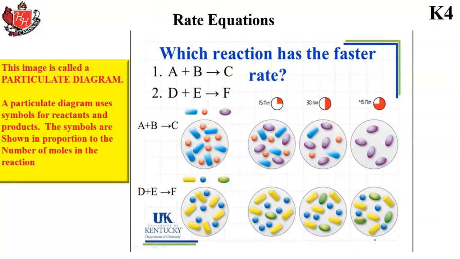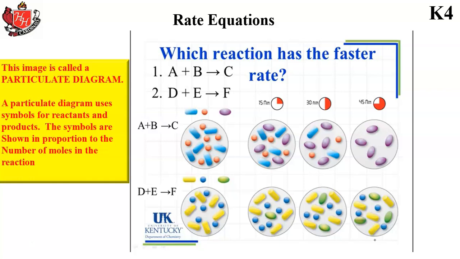So this is called a particulate diagram. It just shows a proportional representation of reactants and products. A particulate diagram uses symbols for reactants and products. The symbols are shown in proportion to the number of moles in the reaction. So this is simply giving you an illustration of two reactions that proceed at different amounts of time.